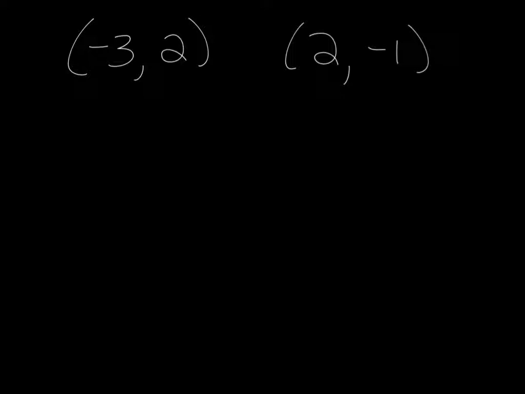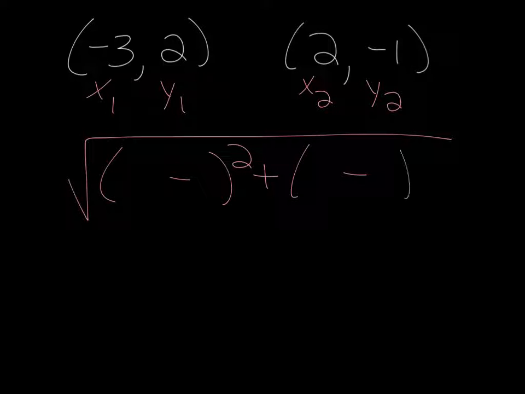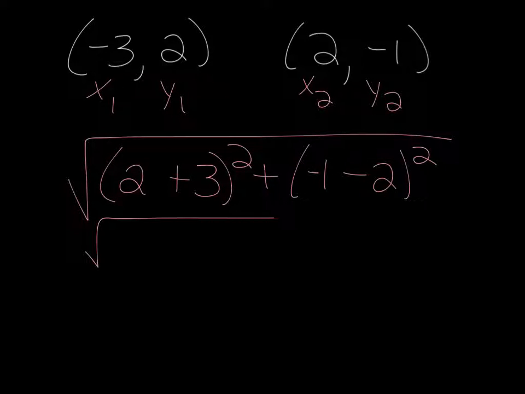Now let's say I have the points (-3, 2) and (2, -1). So I label them. I do my skeleton, my outline, and I plug in. So I have 2 minus a -3 becomes +3. -1 minus 2 stays like that. So now I start simplifying.